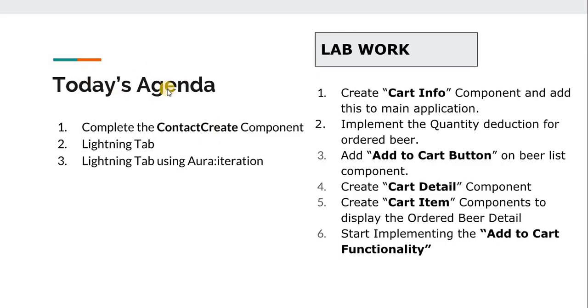So today, first we will complete the create contact component that we left from yesterday's session. Then we will see what the use of a Lightning tab is and how we can create a Lightning tab using an Ohana iteration. After that, we'll start working on the lab work that we also discussed in the previous session.